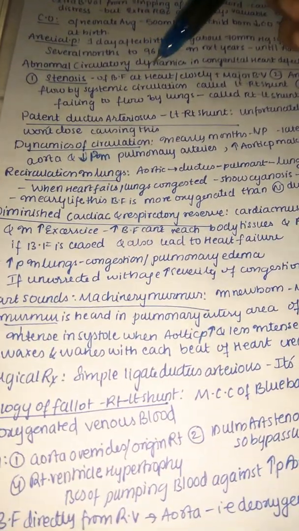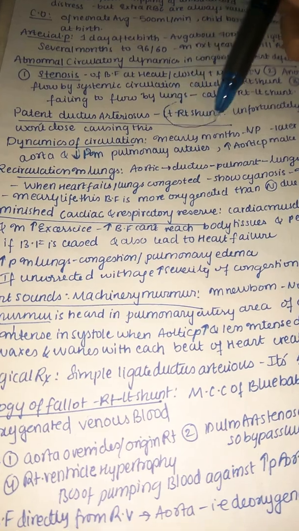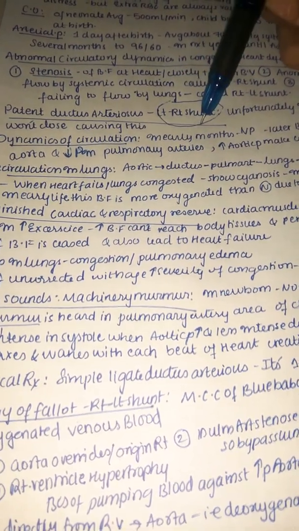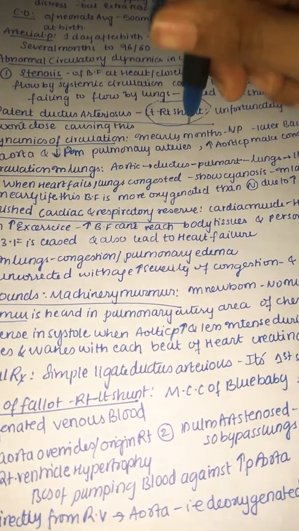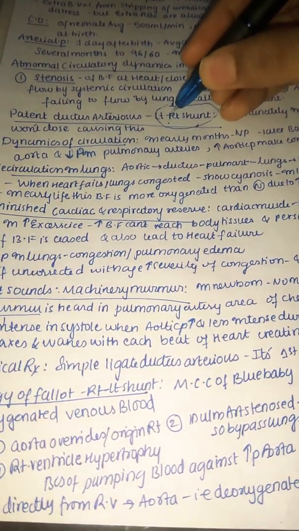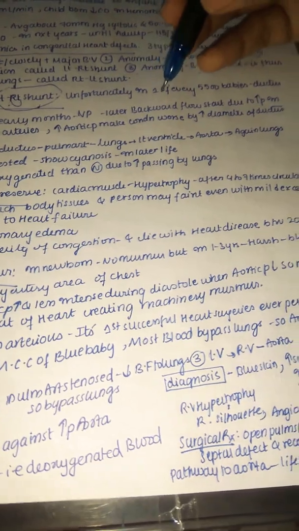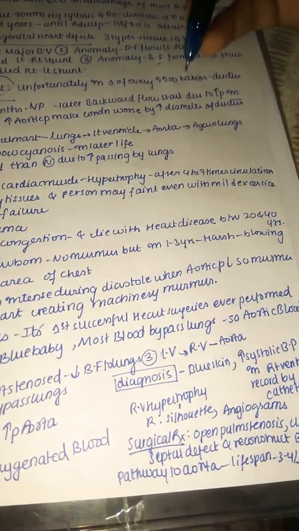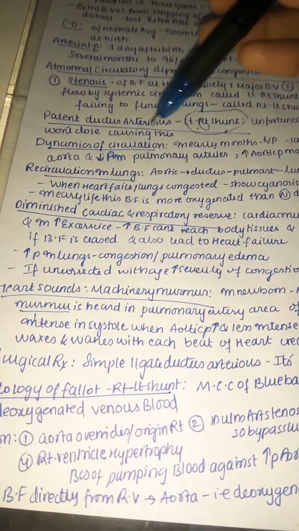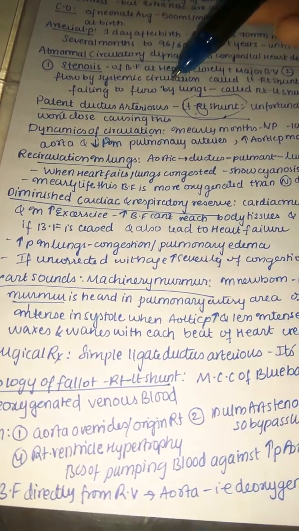So next, let us see the patent ductus arteriosus, that is mainly having a left to right shunt. Means there is no systemic circulation, the blood is just coming from the left side which is oxygenated to the right side which is deoxygenated. Unfortunately it is seen in one baby of every 5500 babies. The ductus won't close, causing this.